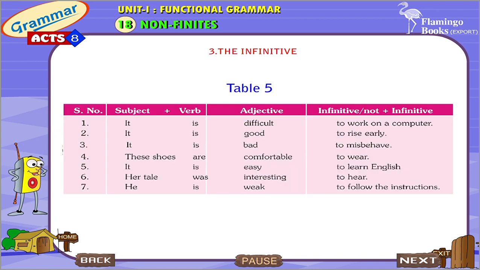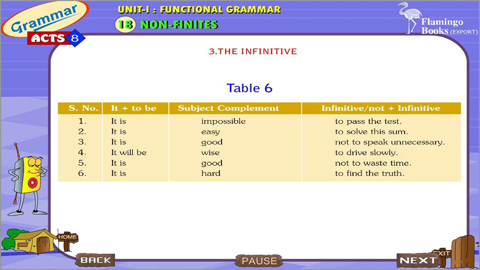Table 5: Subject plus verb, adjective, infinitive or not plus infinitive. It is difficult to work on a computer. It is good to rise early. It is bad to misbehave. These shoes are comfortable to wear. It is easy to learn English. Her tale was interesting to hear. He is weak to follow the instructions.